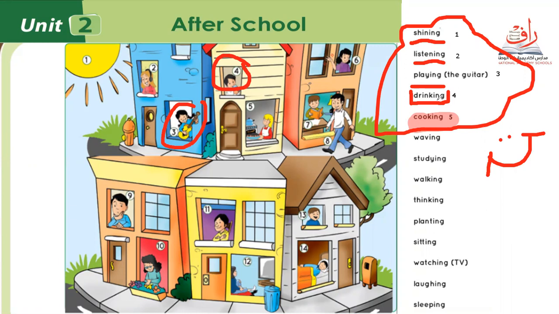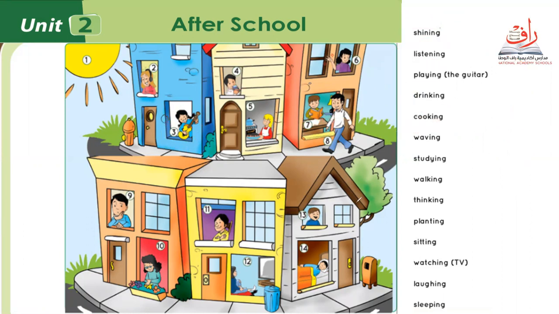This is a brief conversation for the dialogue. Okay. Number five. What is she doing? She is cooking. Again, what is she doing? She is cooking. Good job. So we get the word power now. Okay. Let's go now to see the next page.